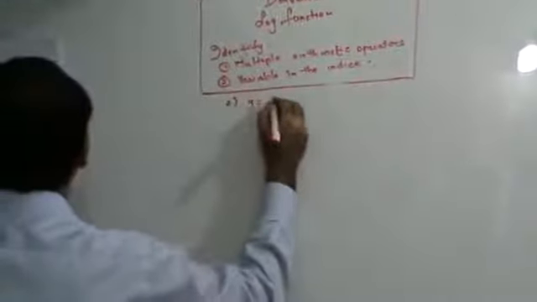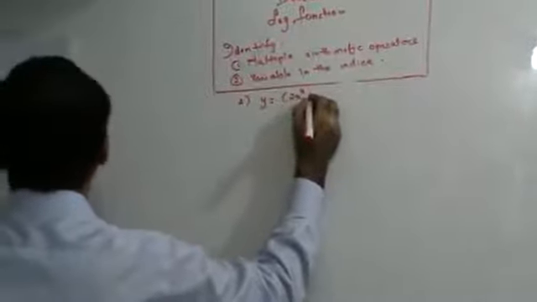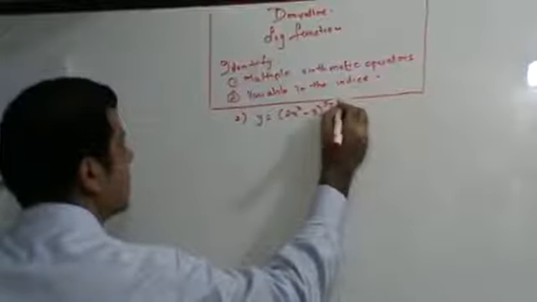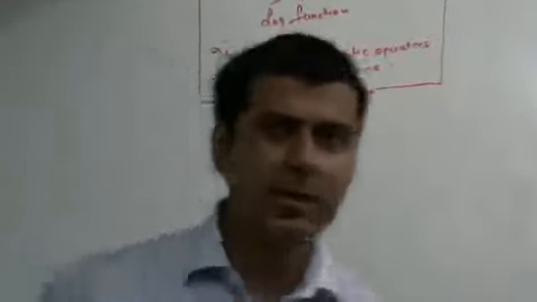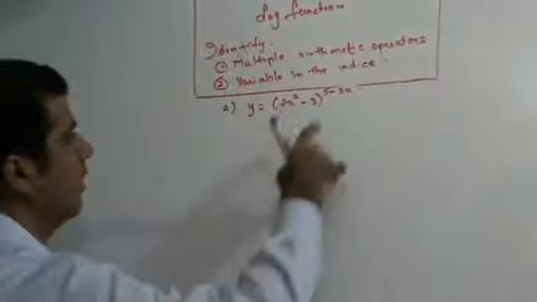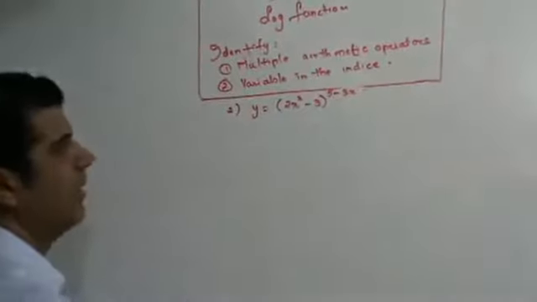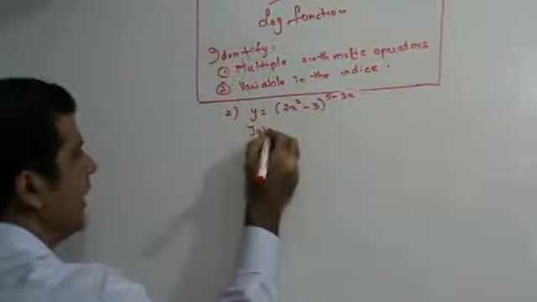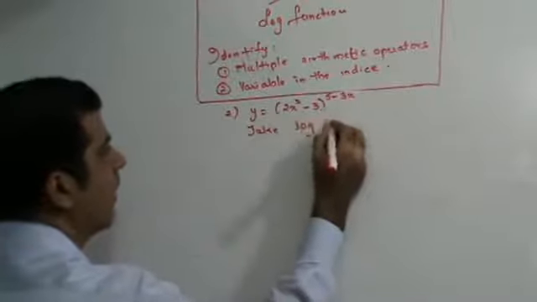Y is equal to (2x² − 3) raised to (5 − 3x). There is a variable in the indice here, therefore it is a log function. How do I solve this? Take log on both sides.